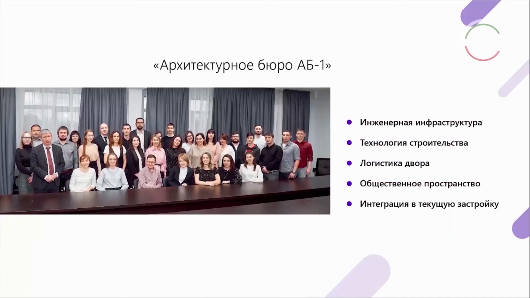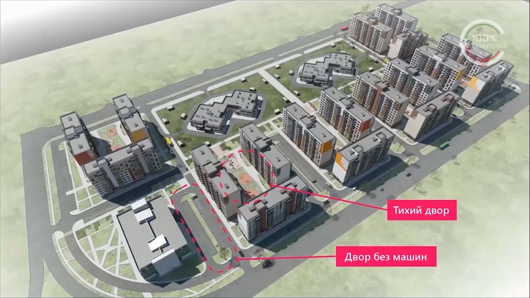One of the participants of the contest is the Architectural Bureau AB1. That is the part of the Akbar Development Group. And in the shortest term, they developed not only the basic layouts of the future flats, but also had a detailed discussion of other issues like engineering infrastructure, construction technologies, meeting all the modern requirements, interior logistics of the outside spaces, integration of the future sites into the current housing.